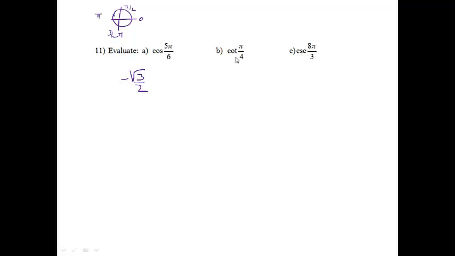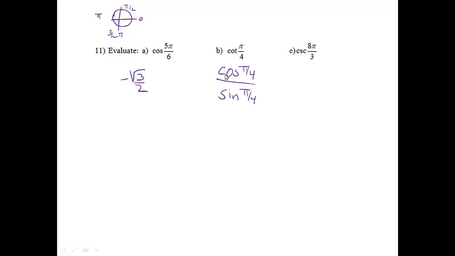Part B says the cotangent of pi over 4. So I know that cotangent is 1 over the tangent, or instead of being sine over cosine, it's going to be the cosine of pi over 4 divided by the sine of pi over 4. So if I find the cosine of pi over 4, 0, pi over 6, pi over 4 is right in the middle. It's my middle finger.